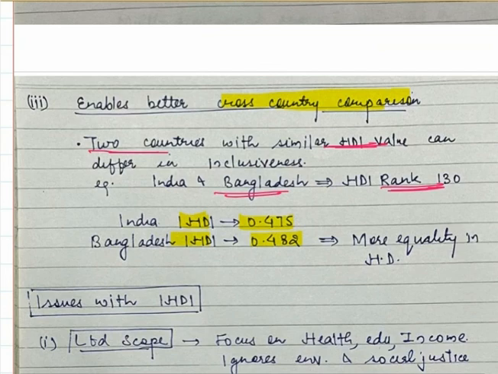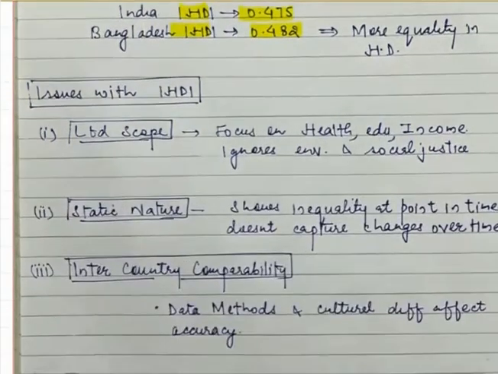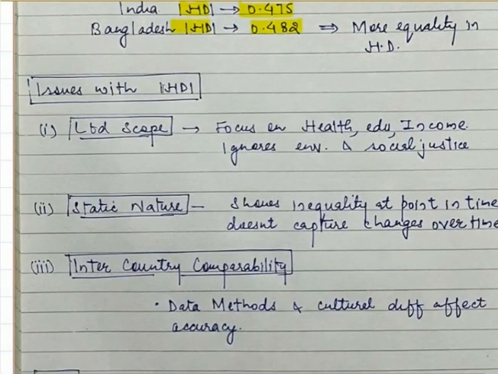Then let's talk about some issues with IHDI. What are the issues with IHDI? First, it has a limited scope. It measures inequality in education, health, and income, but it doesn't have any concern about environment or social justice, doesn't mention them. It is of static nature.